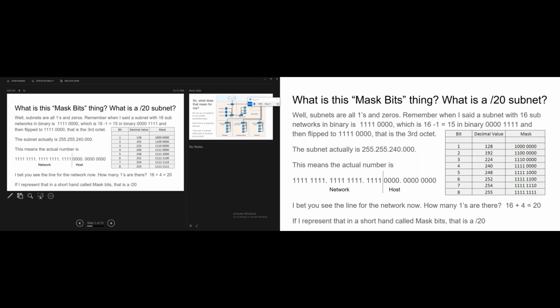So the subnet is actually 255.255.240, but that's not what the machine sees. The machine sees 1s and 0s. There's the line. The line's very clear to the machine, right? But to you, 255, 255, draw a line because it changed. 240, draw a line because it changed, right? Network, subnet, host. Simple, right?